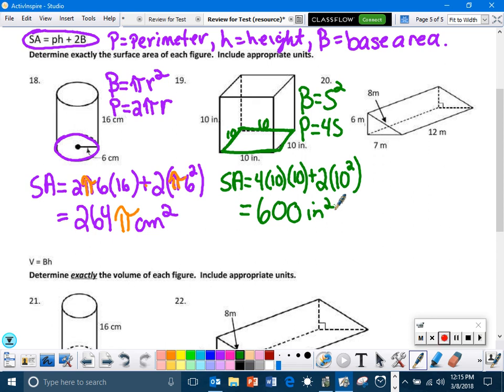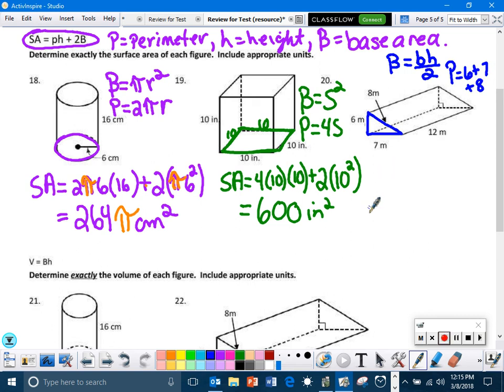All right, next one. So this one is a triangular prism. Okay, triangular prism. So the base area is base times height divided by 2, because it's a triangle. The perimeter is just going to be adding up the 6 and the 7 and the 8. Okay, there's no formula for that one. You just add up those 3 sides.